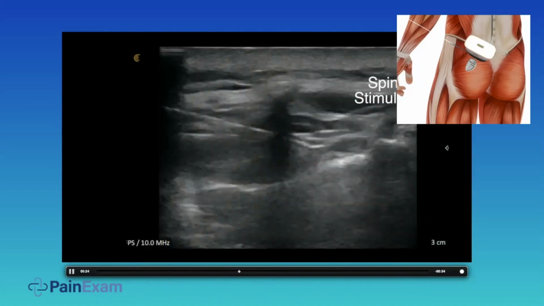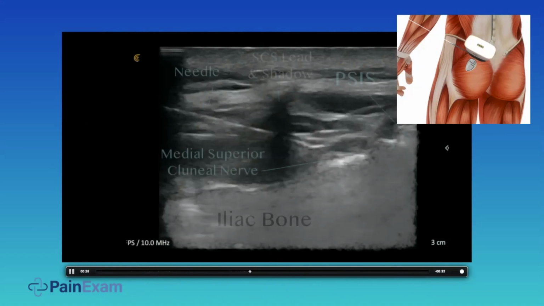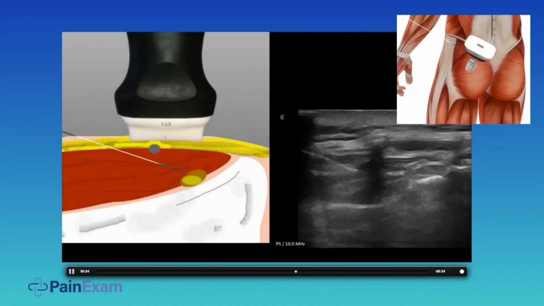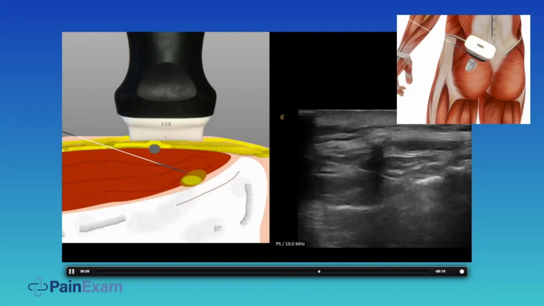And here I'm putting my needle. I'm injecting the nerve. He got very good relief with this block, and he's actually being neuromodulated right now. He has an implantable system.